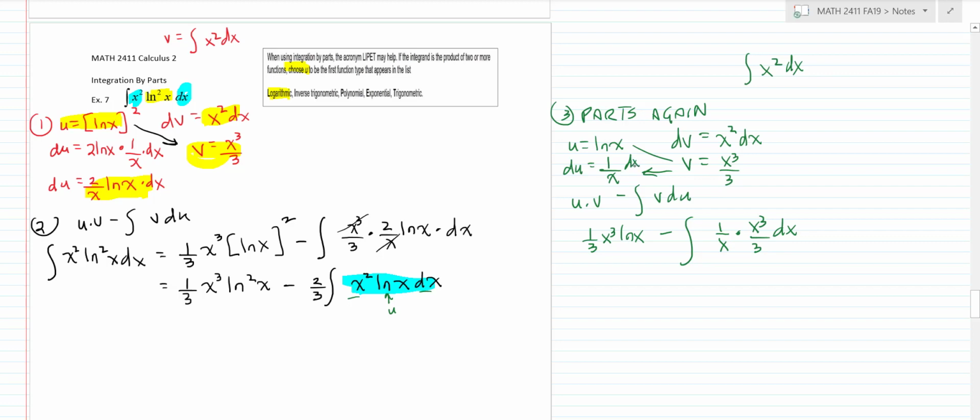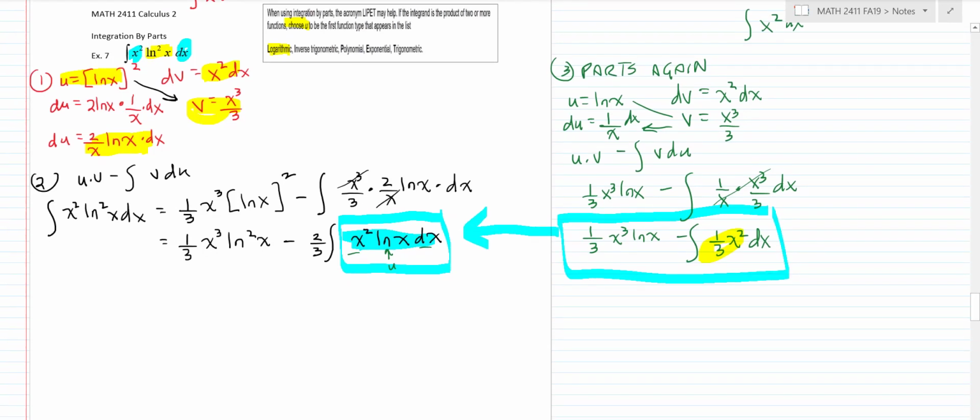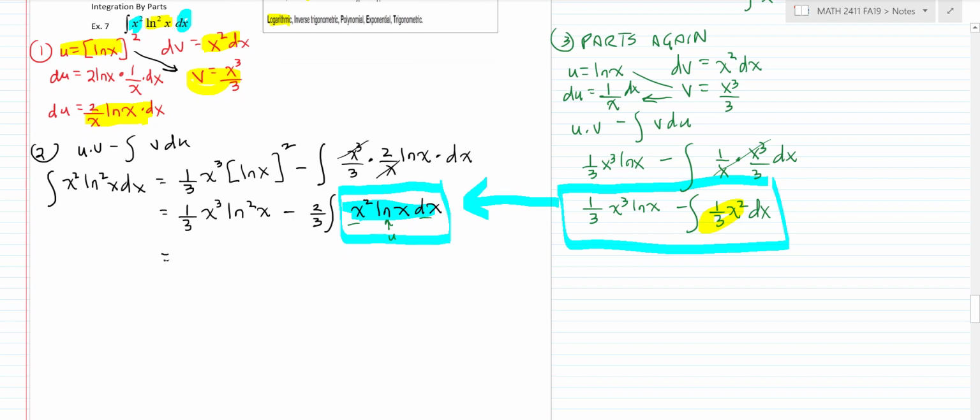I've been kind of sloppy in forgetting to put that dx on the du there. So what do we have? We have 1/3 x to the third ln x minus, and then that will cross out and give 1/3 x squared times dx. That's an integral you can do. So going back into the original problem, this thing right here is this, so we're going to substitute back in. We have to keep track of stuff as we go through this, so I'm going to go back to where I was and see if we can finish this up.